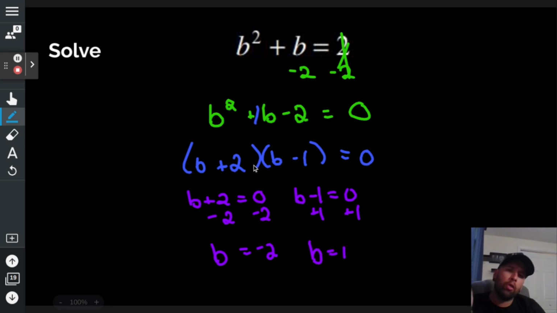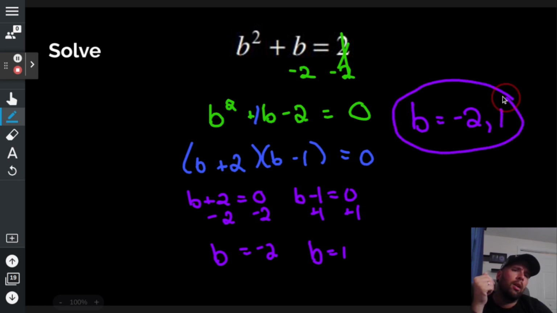So a little trick is if you're doing zero product property, and if what you have is a variable plus a number or a variable minus a number, your answer is going to be the opposite of the number in there. Okay, so I guess more appropriately, I can write this answer out as negative 2, 1. There you have it. That's what b is. Fun.